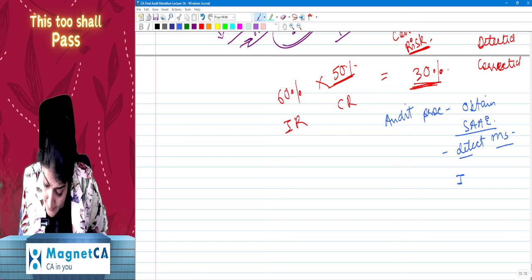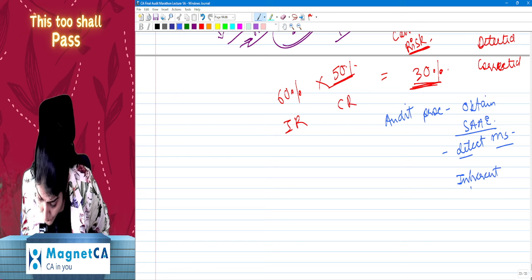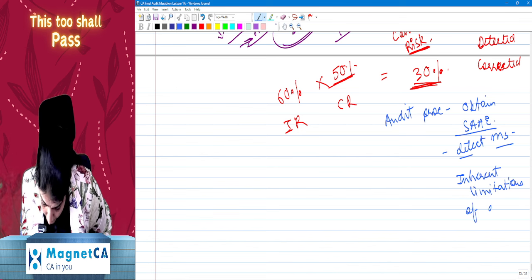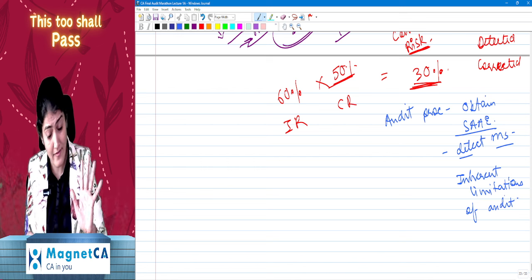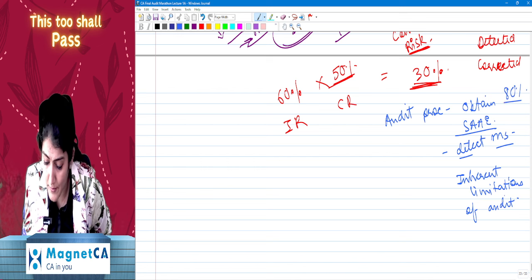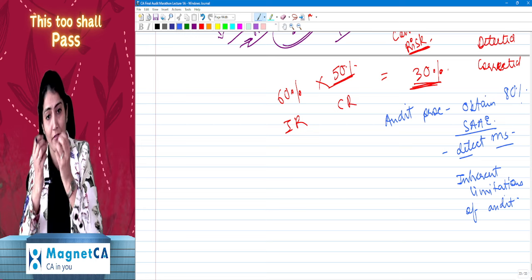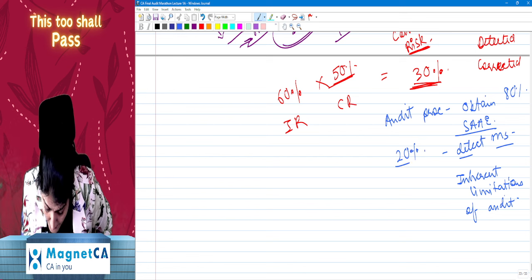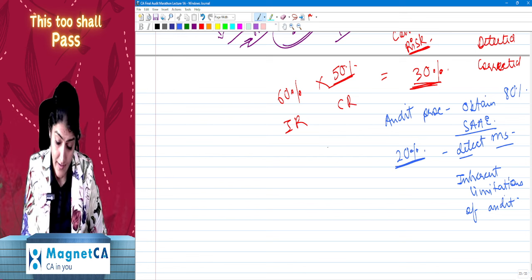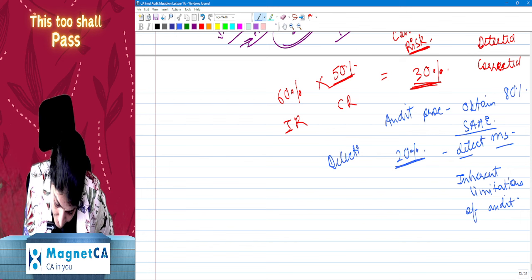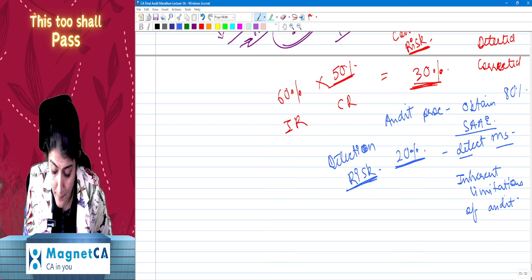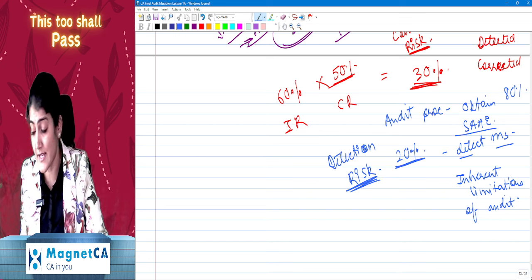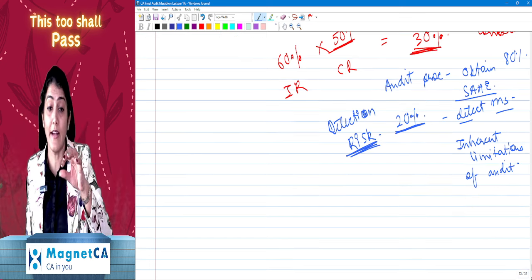Why? Because there are inherent limitations of the audit also. So then what does the auditor say? 80% I will be able to detect. But 20% the auditor says even I may not be able to detect. Right? So that 20% is nothing but your detection risk. Even the audit procedures performed by the auditor to detect a misstatement may not detect a misstatement that exists.